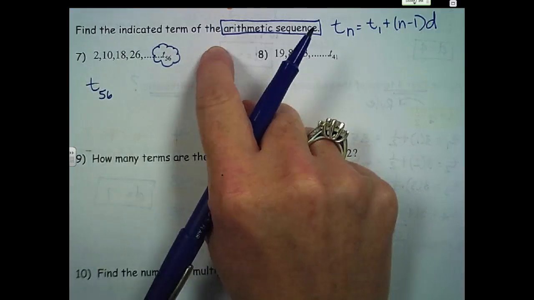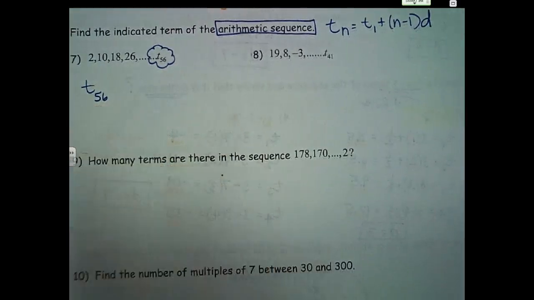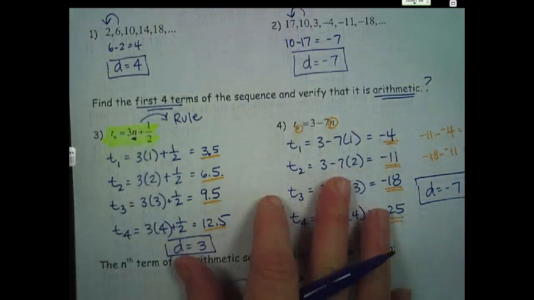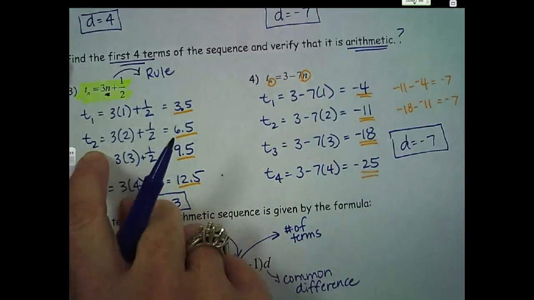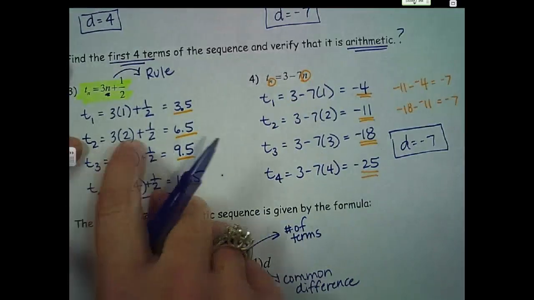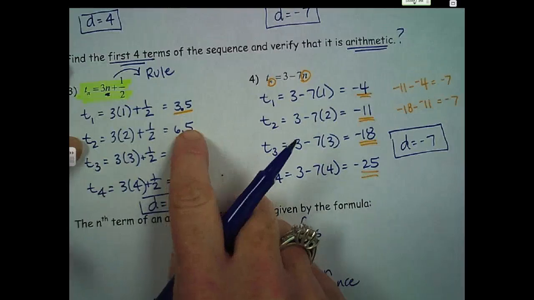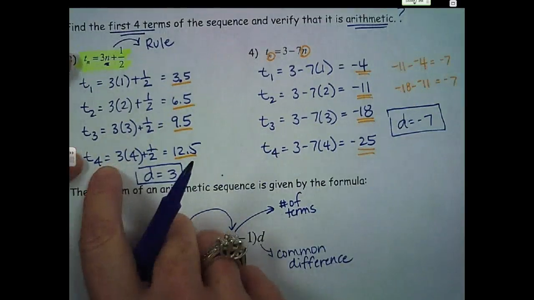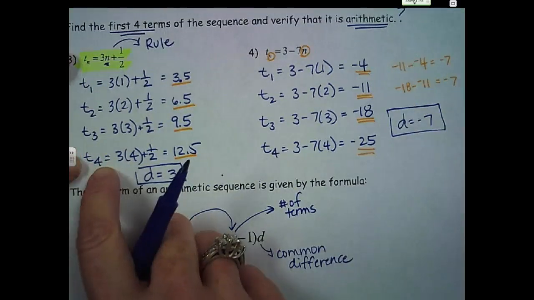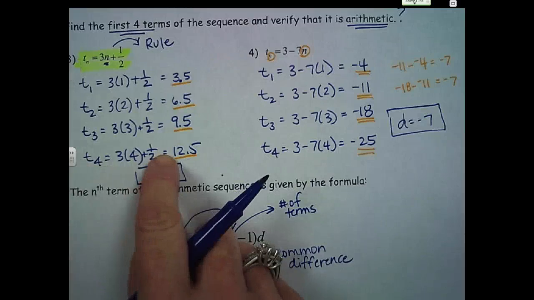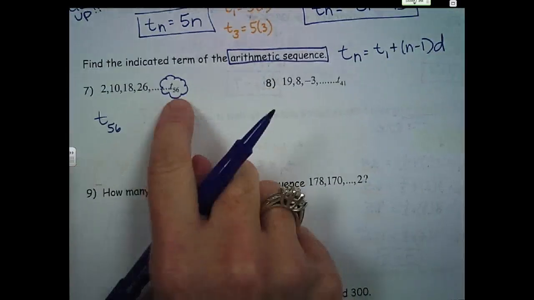So we find the rule. When I looked for the second term, the answer wasn't 2. I plugged 2 in and got the second term. When I was looking for the fourth term, it wasn't 4. I plugged 4 in. So go back and think about that for a second. I want to know what the 56th term is.